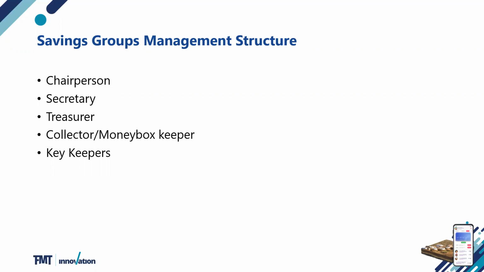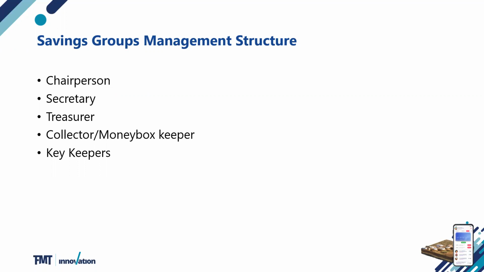Then the secretary's responsibilities include taking on duties of the chairperson if they're not available or cannot attend a meeting, and also taking attendance at the meetings and setting the agenda of meetings. Then there's also the treasurer, whose role is to keep detailed records of all contributions that have been made and to oversee the collector. They are also a signatory if there is a bank account.